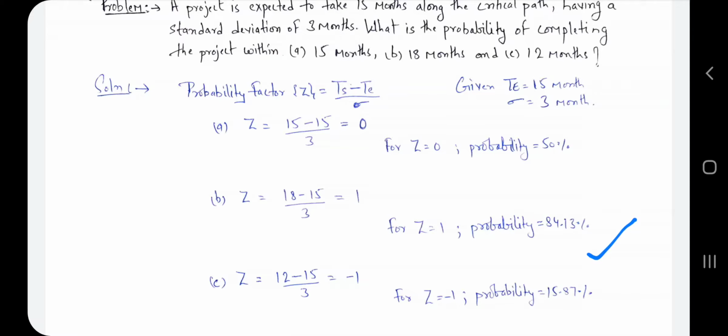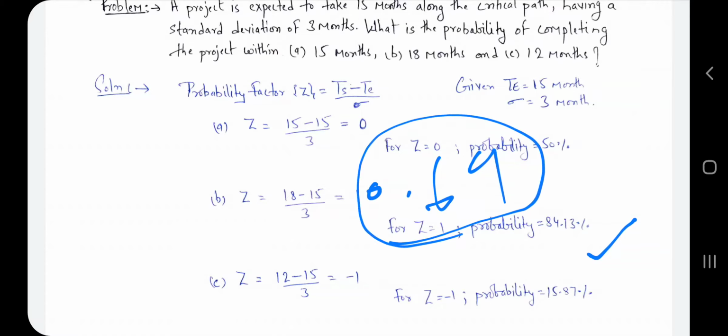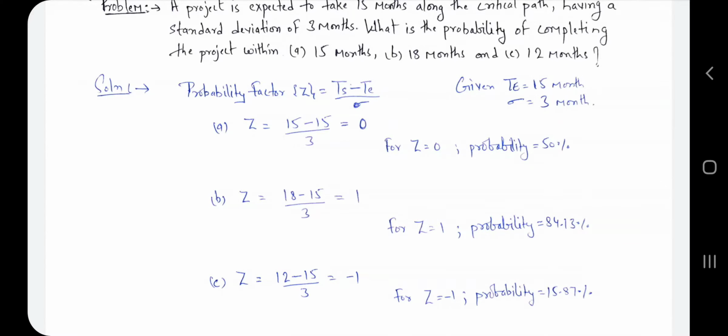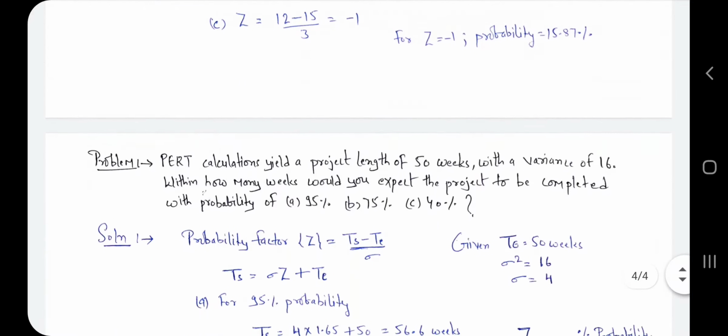If you get, for example, 0.69 as a value, then you have to use the table and do interpolation. With the help of interpolation you find the probability value. Okay, so let's see the next example based on the probability.